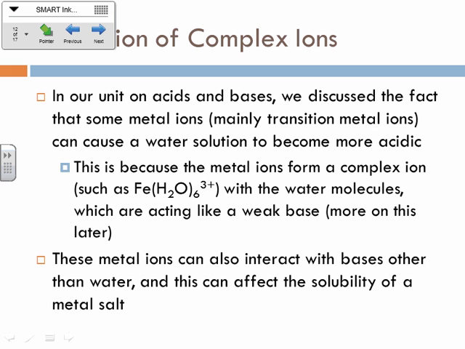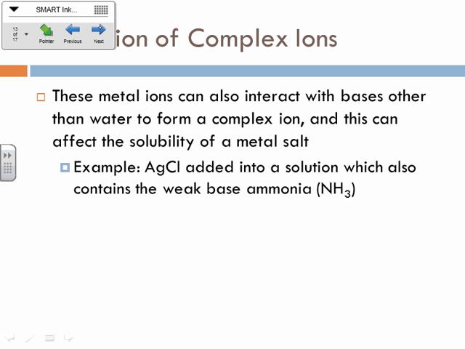So the metal ions can also interact with bases other than water. That could affect the solubility as well. So let's take a look at that. The example here is AgCl that's added into a solution which also contains the weak base ammonia. Now, the ammonia is going to have to be fairly concentrated in order for a lot of this to occur. But we still could have a little bit of an effect here, even if there's just a little bit of ammonia. So the equilibrium we need to think about here is the AgCl solid in equilibrium with Ag plus and Cl minus.